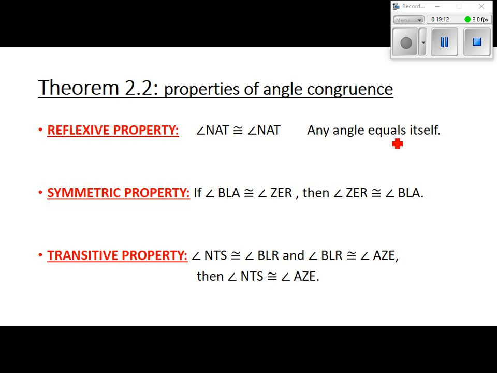Next one, some other theorems. Again, these theorems, you've seen these theorems before, except now they're dealing with what? Angles. Angles instead of segments. So all of these are the same. Reflexive property, again, when we do reflexive property, we're not gonna put angle in there. We're just gonna write anything equals itself. I don't care if it's an angle, a segment, whatever it is.